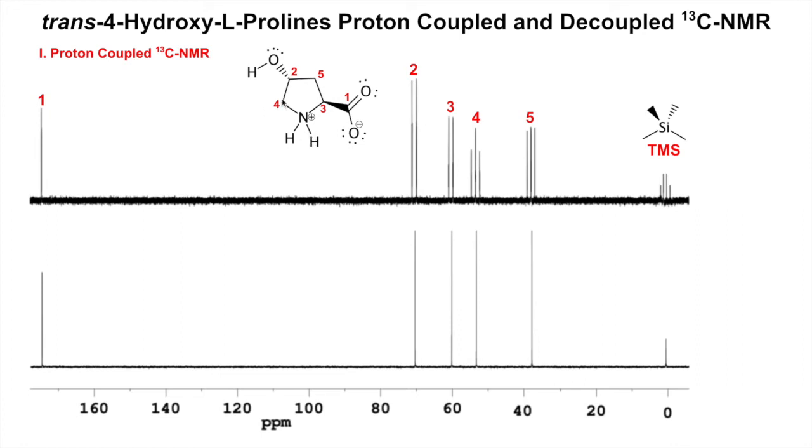So, for example, let's start with carbon 1. Carbon 1 has 0 hydrogens on it, so it won't be coupled. So n plus 1 rule, 0 plus 1 would be a singlet. Carbon 2 signal has a single hydrogen on it. That hydrogen can have an alpha or beta spin state, so that gives it 2 possibilities, and that makes it a doublet. So this carbon's got the 1 neighboring hydrogen, n plus 1, 1 plus 1 is 2, there you go.